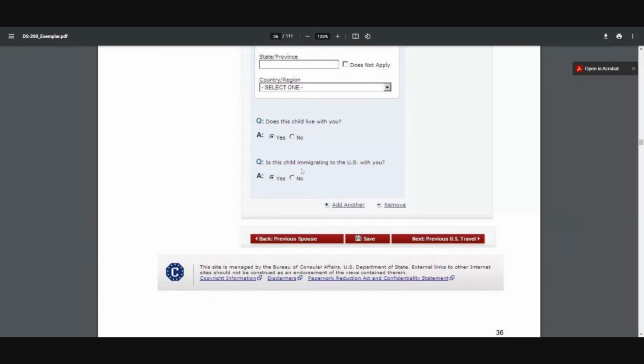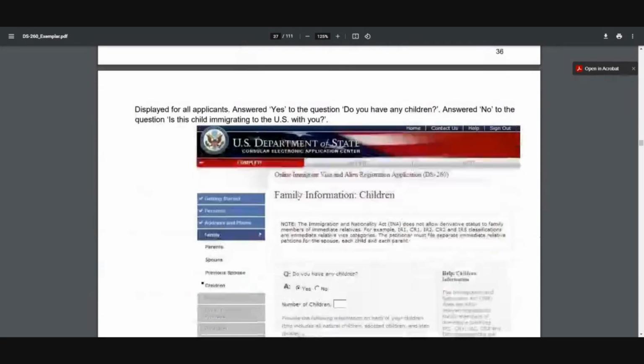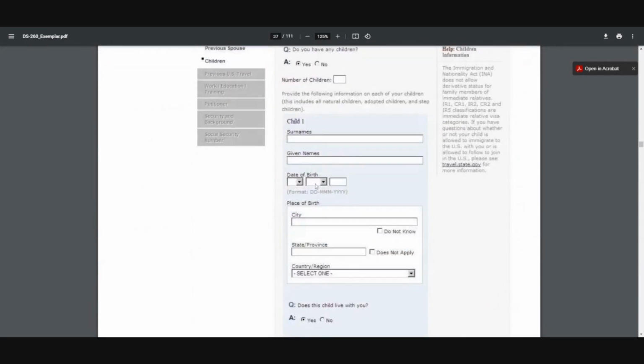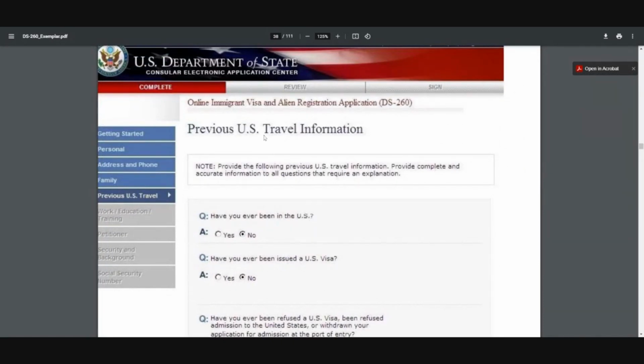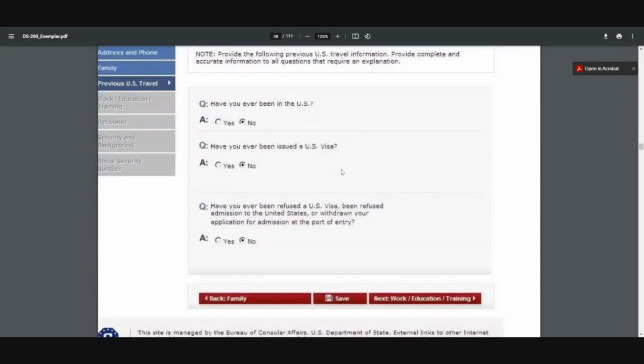And if that child is going to the US or immigrating to the US with you, you will say there whether they are going with you or no. So the same thing that we talked about there about children. And then here is going to ask you about previous US travel information. Have you traveled to the US?